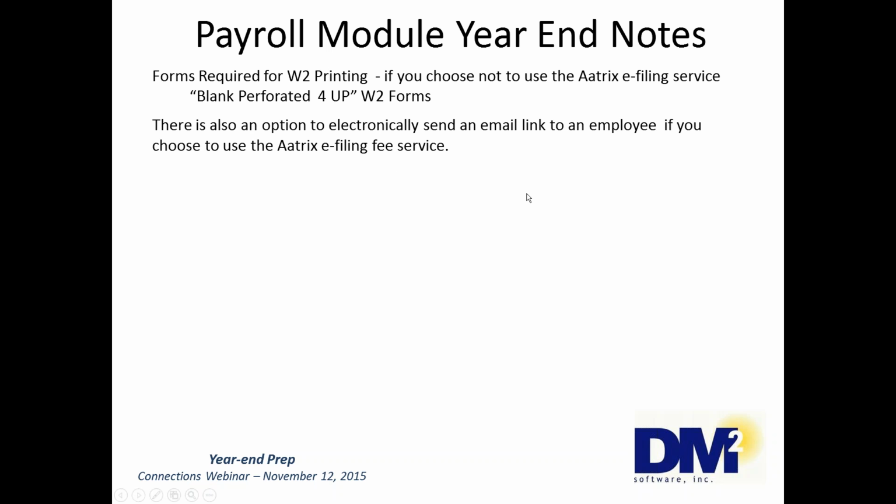The nice thing about using Atrix e-filing is you can send an email link to an employee. Atrix will not only physically send them their W-2, but it'll also give them a password, and they can log in and get their W-2 as well. For payroll people who have to deal with W-2s, this is a huge load off everyone's shoulders, because they don't have to go in, in April or May, and find the W-2. They have this electronic link.